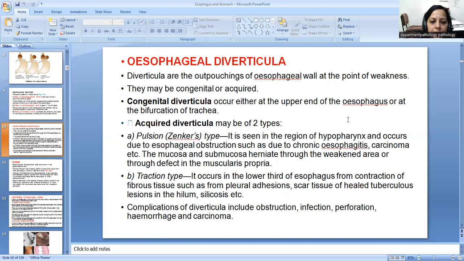The second one is the traction type. It occurs in the lower third of the esophagus from contraction of fibrous tissue, such as from healing lesions, scar tissue of healed tuberculous lesions in the hilum, and silicosis, etc. Complications of diverticula include obstruction, infection, perforation, hemorrhage, and carcinoma.